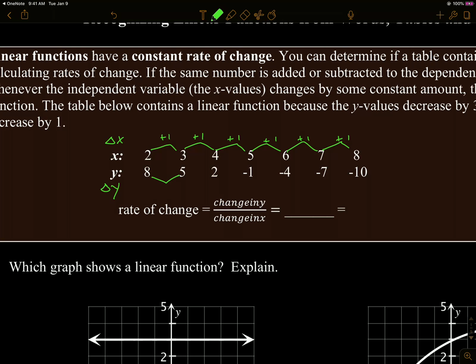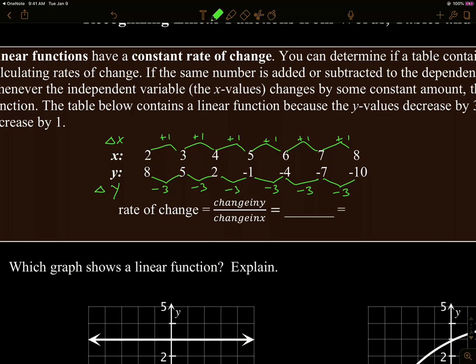Now let's check our change in y. Delta y, this is called delta, this little triangle. It means a change in something from step to step. So y was 8, now it's 5. Its change is -3. Each time it's changing by -3.